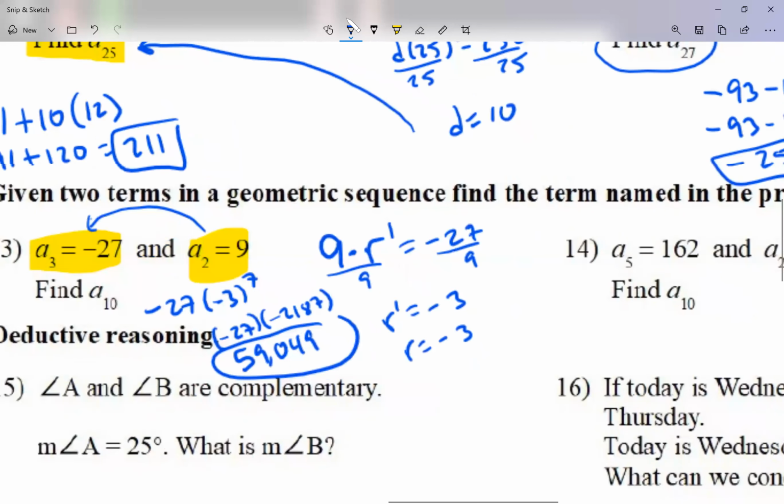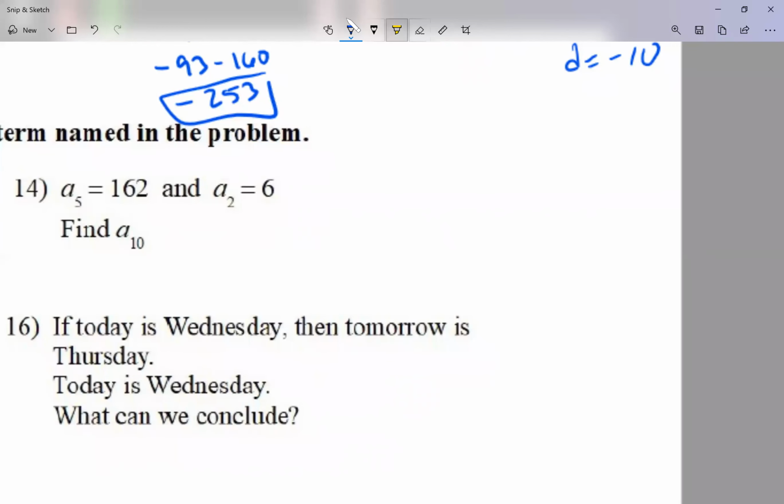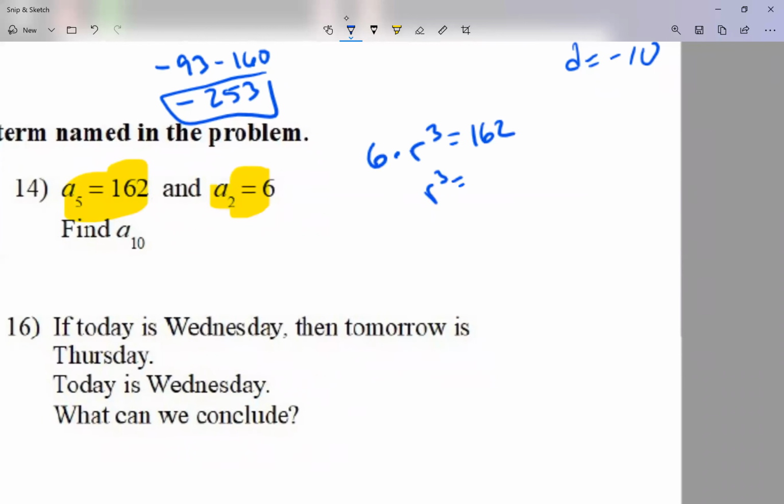Let's take a look at another example. I'm giving you the second number and the fifth number on the list. So I'm going to start from the second number, right? So 6 multiplied by R 3 times is equal to 162. Because from the second to the fifth, isn't that 3 times? All right, 162. Let me divide both sides by 6. So I have R to the third is equal to 27. All right, what number multiplied by itself 3 times gives us 27? 3. Right, 3 times 3 times 3.